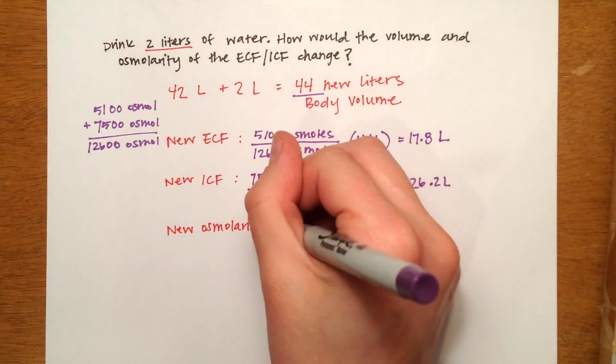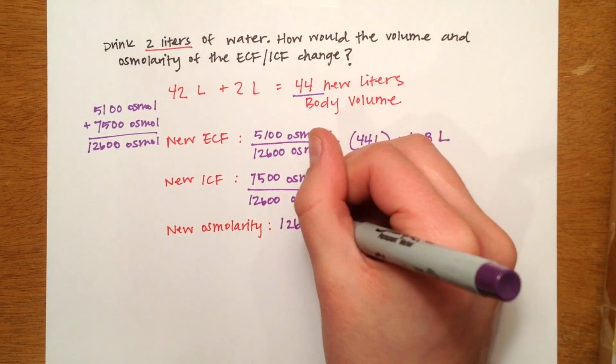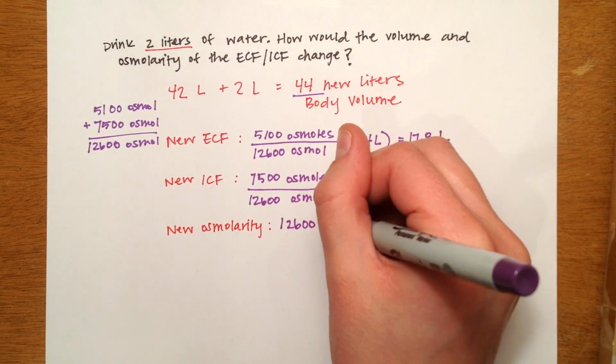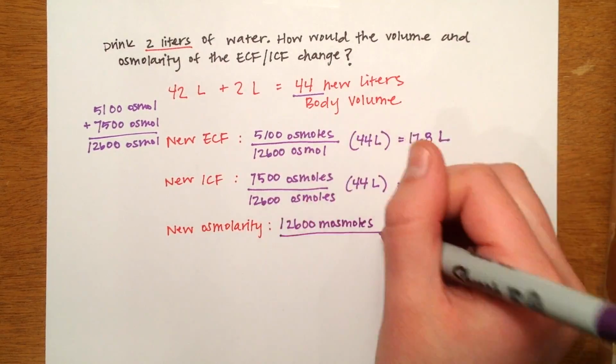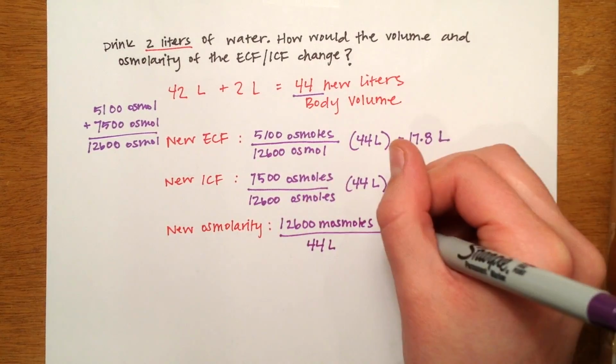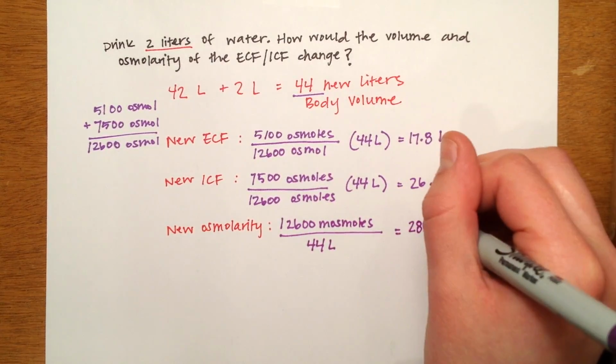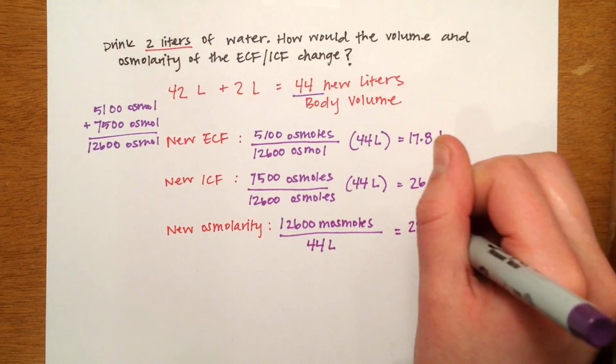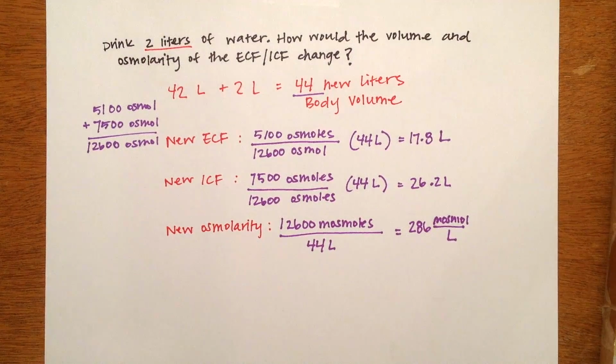Then the new osmolarity, we'll take the total osmolarity, I guess it's in milliosmoles, all of these, but the other ones cancel out, so it's fine. And then we'll divide it by the 44 liters to get 286 milliosmoles per liter.